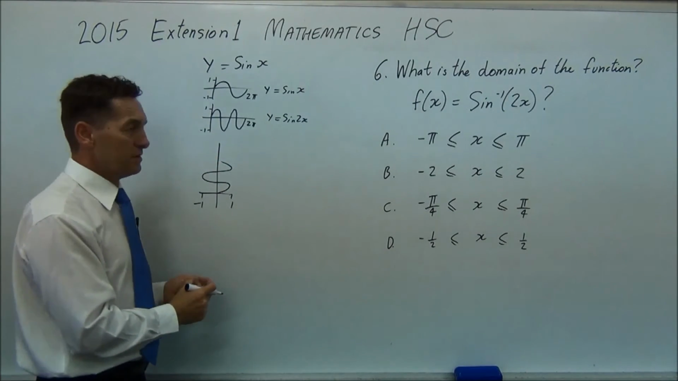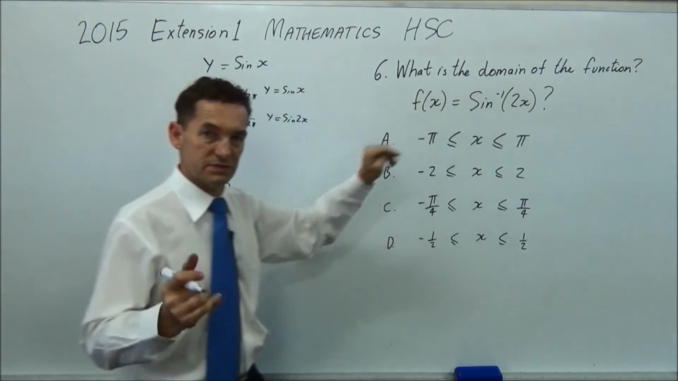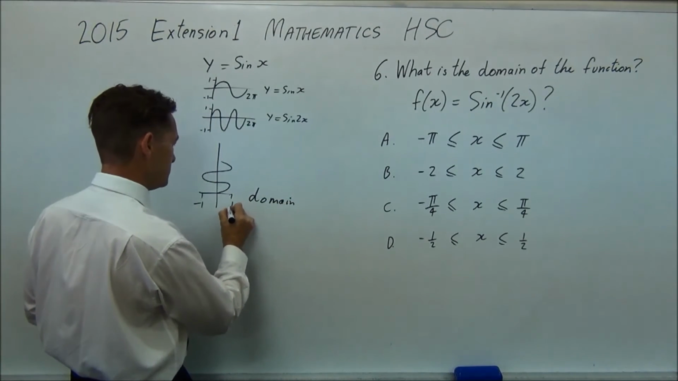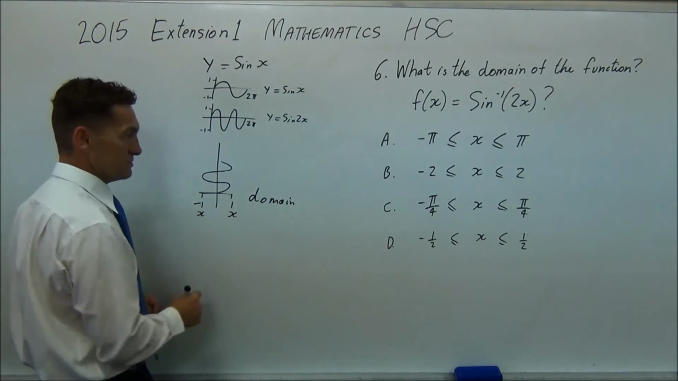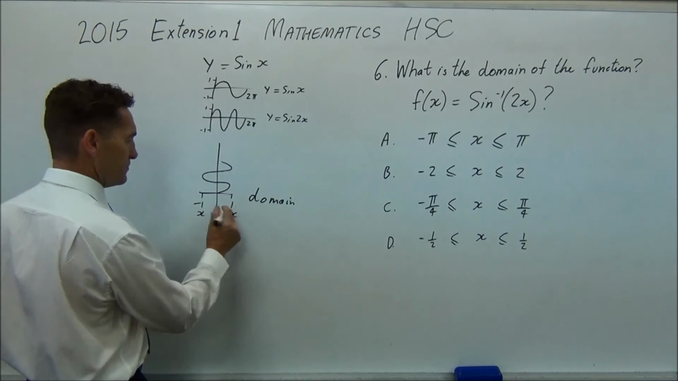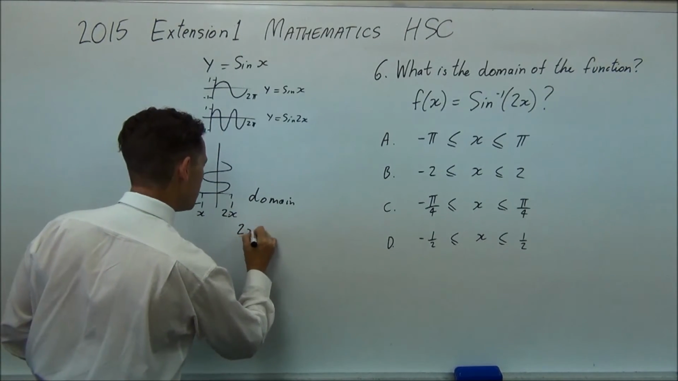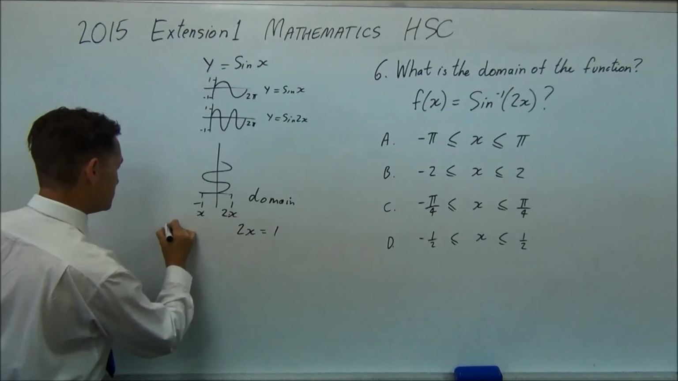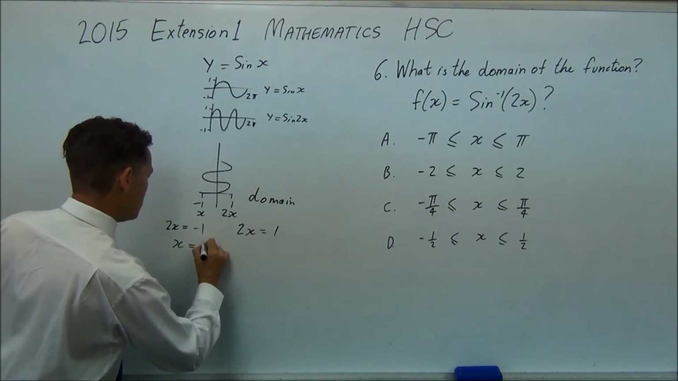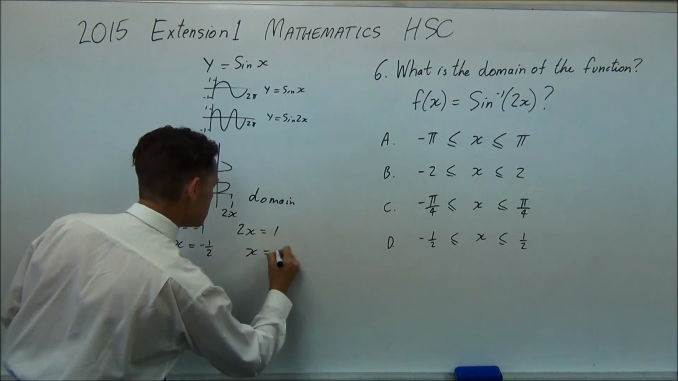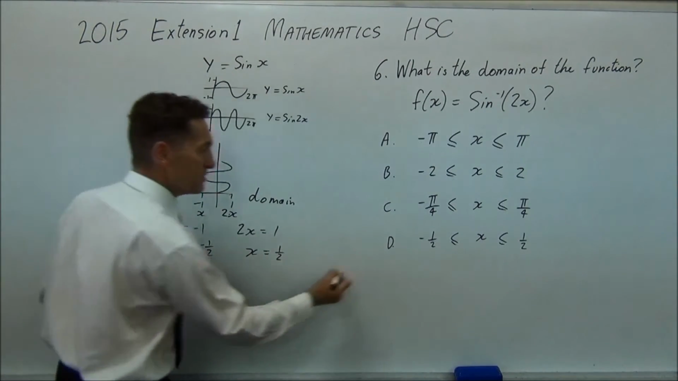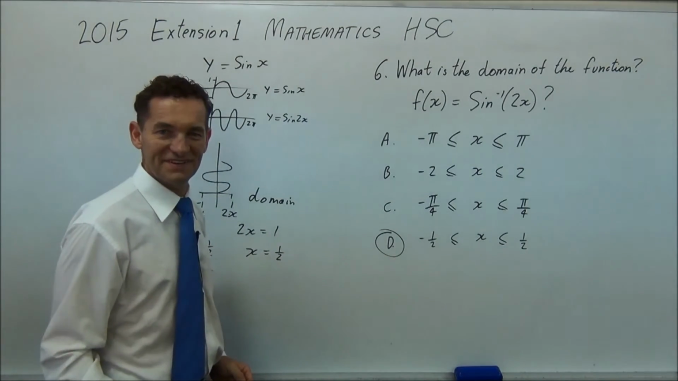And you'll have, it goes that way, etc. Okay? And we want the domain. What is the domain? The x value. So this is the domain. Problem is we've got 2x. So 2x must equal 1, and 2x is also going to equal this side, so 2x equals minus 1. Simplify that very simply. x is minus a half, and x equals a half. From there to there, that's your domain. Your answer's D.